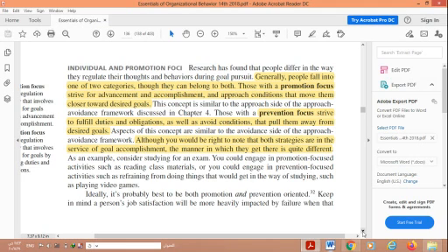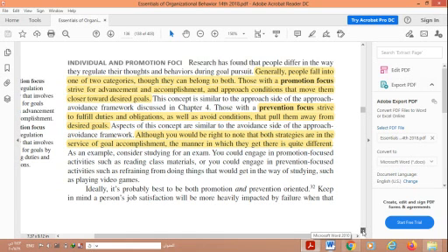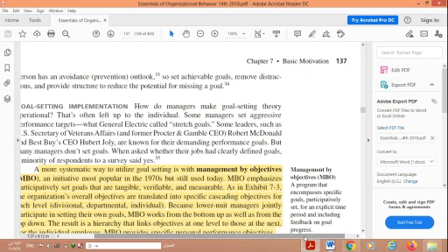For example, consider studying for an exam. You could engage in promotion-focused activities such as reading class materials, or you could engage in prevention-focused activities such as refraining from doing things that would get in the way of studying, such as playing video games. So in the first focus, I concentrated on achievement, on reading the material of my classes. But in the second way, I concentrated on what is forbidden so that I stay on the right track and achieve the goal I want, to pass the exam.